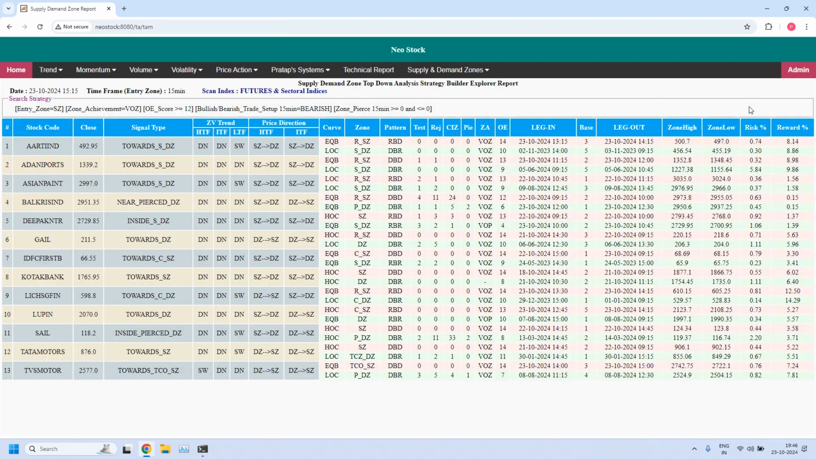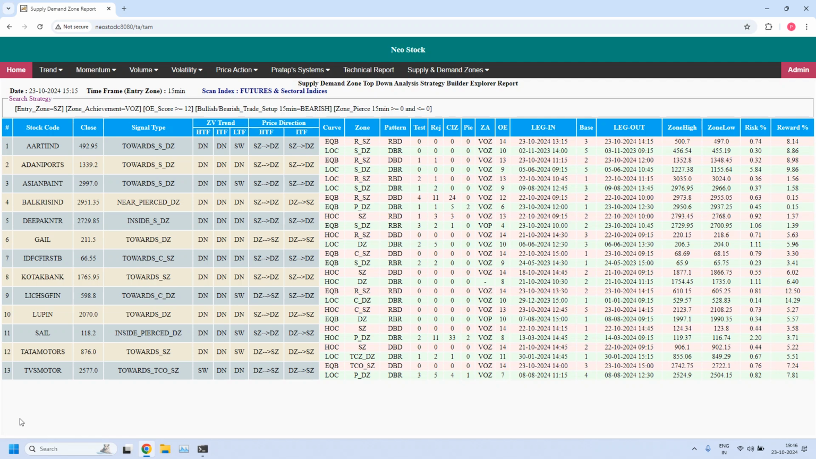Let's verify. 13 stocks are filtered. All these 13 stocks are supporting the bearish trade setup for daily income trade, that is entry time frame 15 minutes, zone is supply zone. But in these 13 there could be some high probability supported stocks.